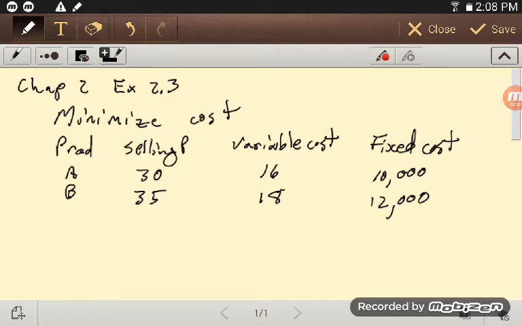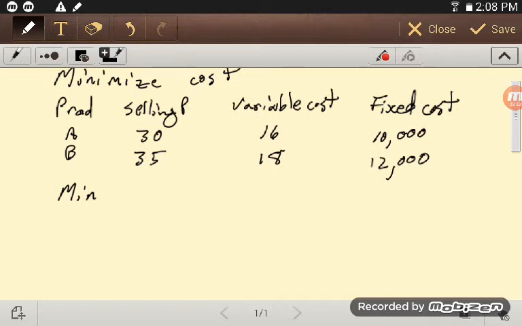Okay, so I want to minimize my cost. So how do I get my cost? Well, that has nothing to do with the selling price. To minimize my cost, I know it's going to cost me $10,000 and $12,000 in the fixed prices. So I have minimize, and I'm going to put those over here. My 10,000 plus 12,000.